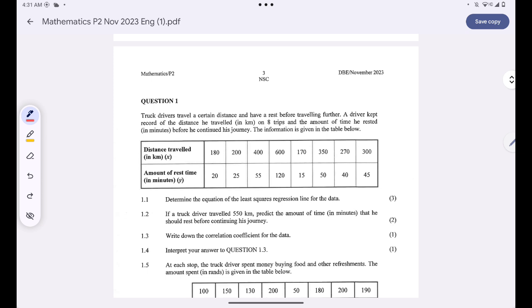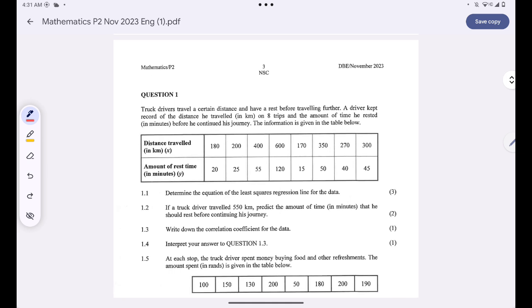The only thing you need to do is to insert the values. Let's start with the x values. We'll have 180 equals, 200 equals. After inserting every value, just press equals, and then 600 equals, 170 equals, 350 equals, 270 equals, 300 equals.